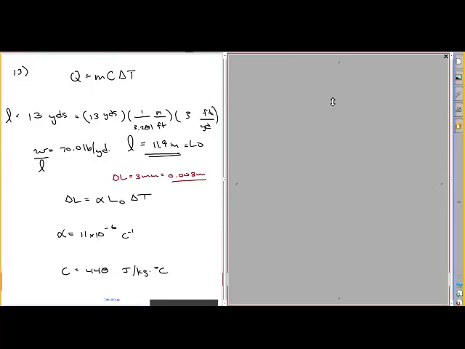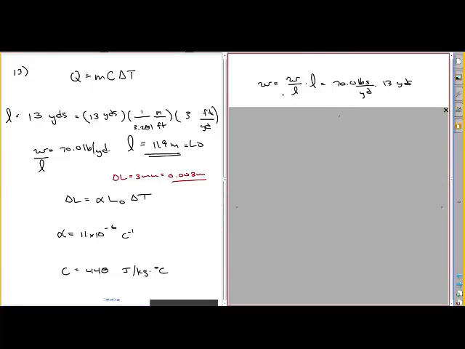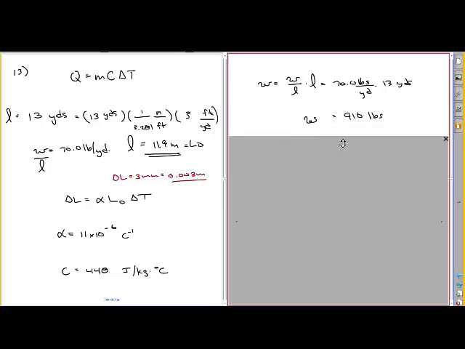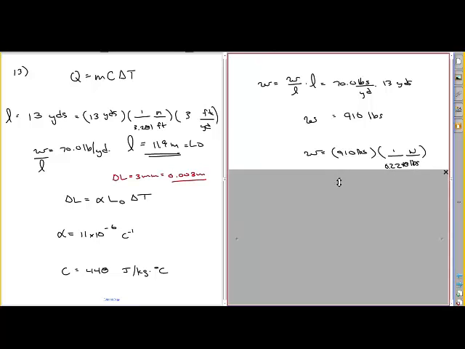Okay, so let's go to the next page. Let's calculate the weight of the rail. You take the weight per length, 70 pounds per yard, multiplied by 13 yards. Yards cancel out, and you end up with a weight of 910 pounds. There are two ways of doing this. The first way is we're going to convert pounds to newtons because weight is a force. So we're going to convert it to the force equivalent in the SI system.